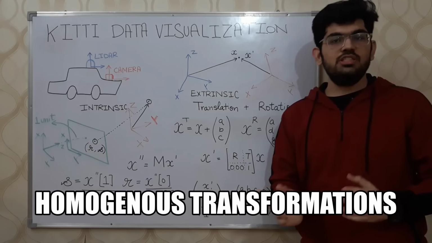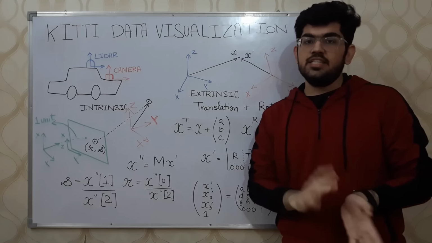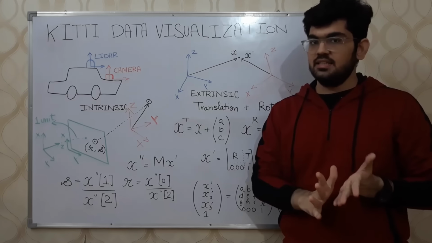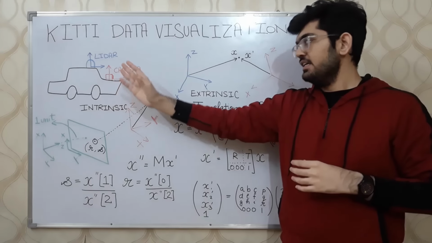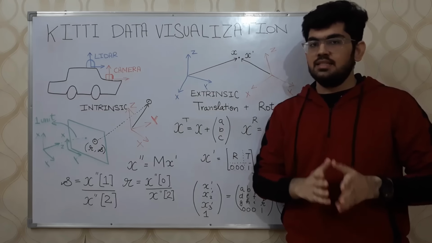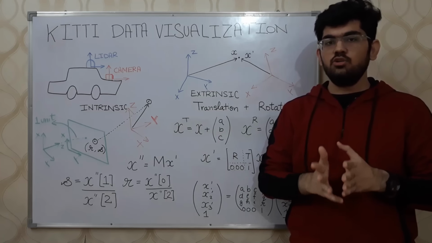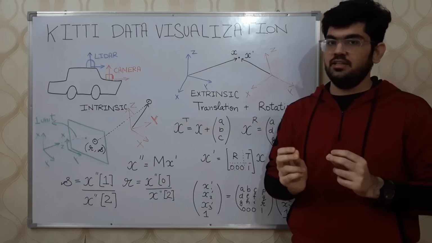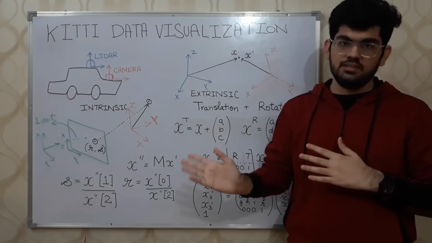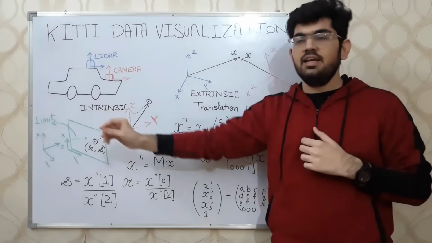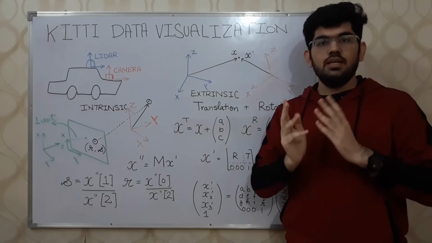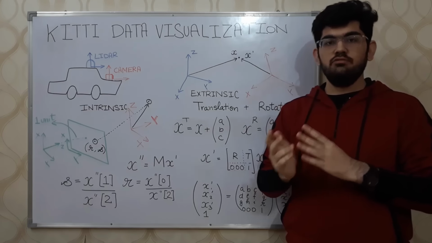concept of homogeneous transformations. In a general self-driving car setting, we usually have two main sensors, which are LiDAR and the camera. Typically, these LiDAR and camera sensors are not going to be placed at the same location. They are going to have different locations on a car. For instance, in this case, the LiDAR is on top of the car and the camera is on the front head of the car.